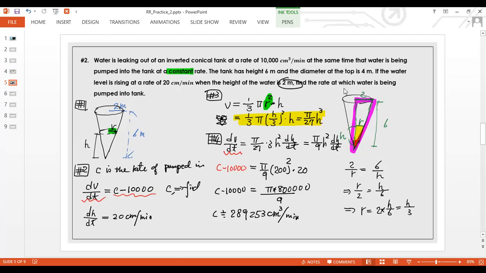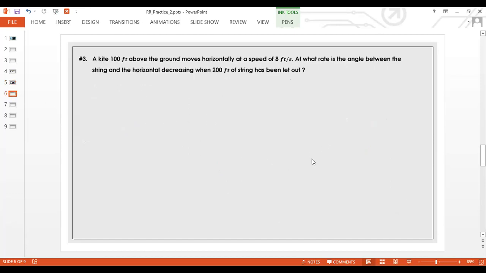The key thing here, like I said, is that this is a very classical related rates problem. Almost all the teachers love to give this type of problem on tests. Okay, so the next problem is here.